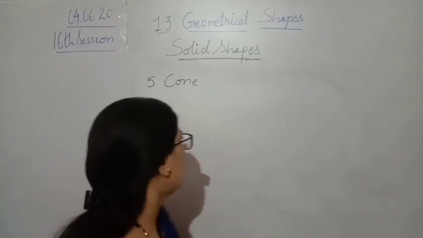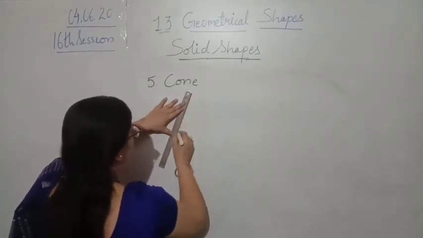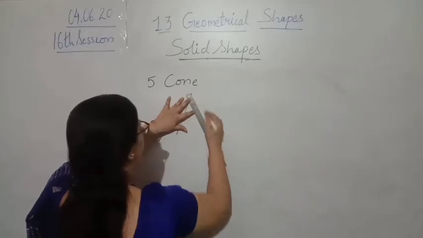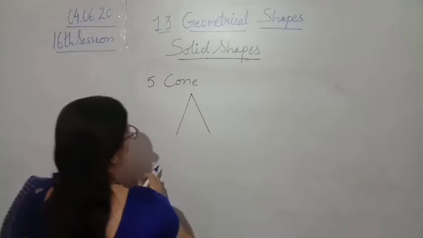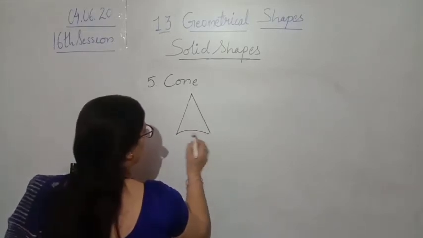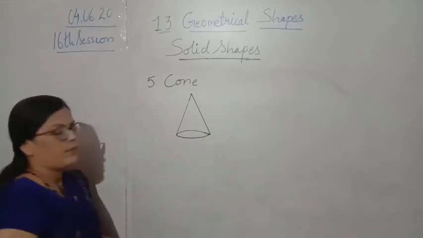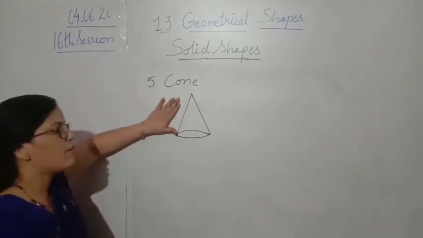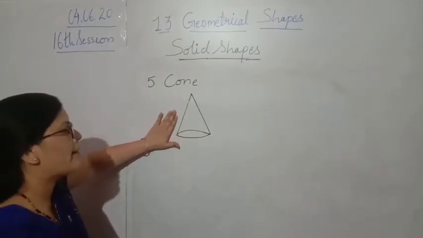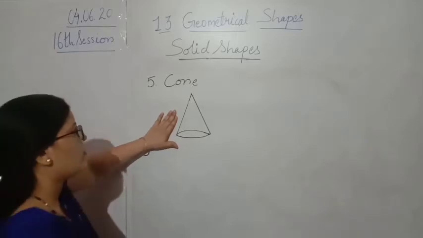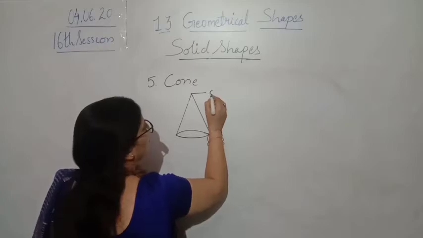Okay, so let me draw the shape first. Shape of cone. So this is the shape of cone. Let us see how many faces, edges and corners are there in this shape. Here at the top, this is the corner.